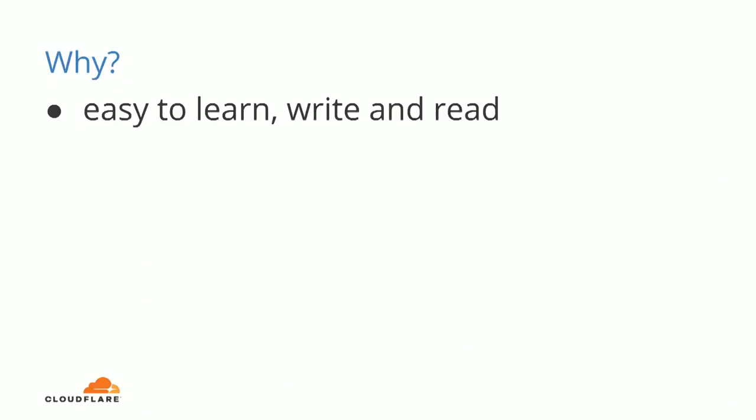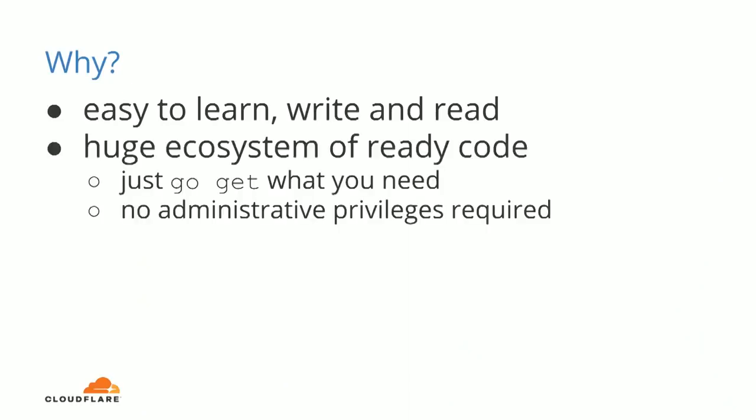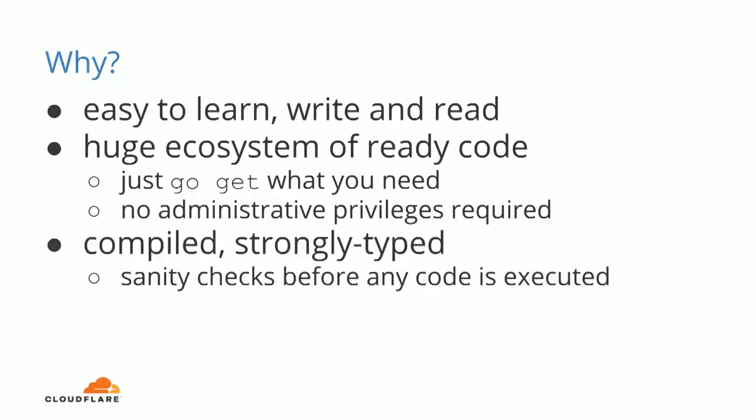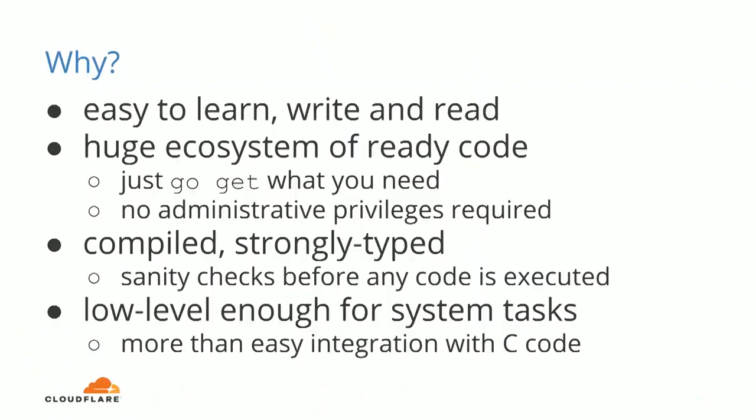So we know that Go is easy to learn, write, and read. It's a huge ecosystem of already ready code. You can just go get what you want. It's compiled and strongly typed. If you use other interpreted languages as scripts, basically, when they run half of the script, then there is a typo, and your system is in a broken and inconsistent state. Hopefully, Go will fix that. And it's low-level enough for different system tasks. What I particularly like is the more than easy integration with C code.